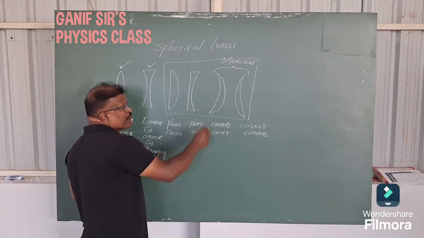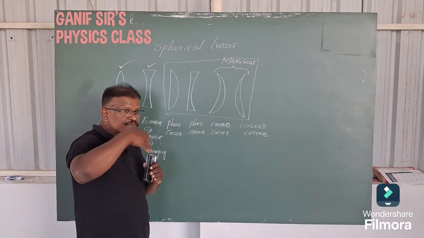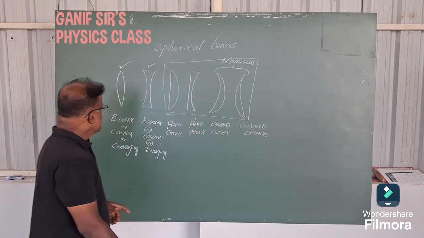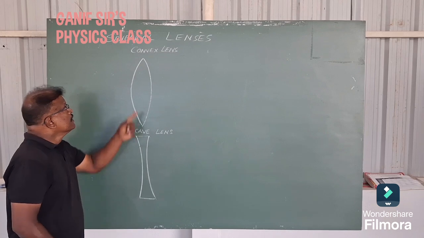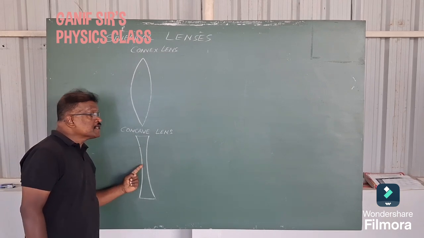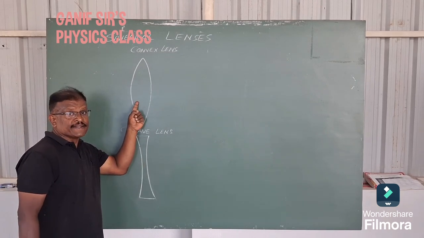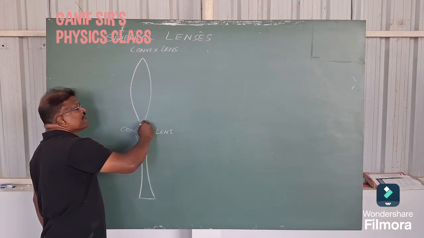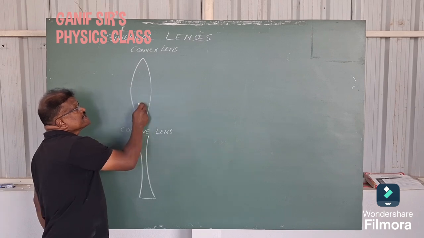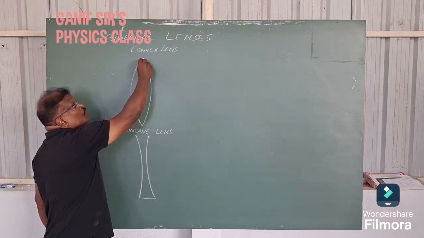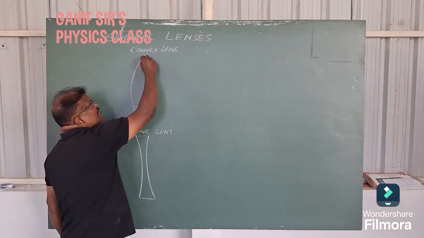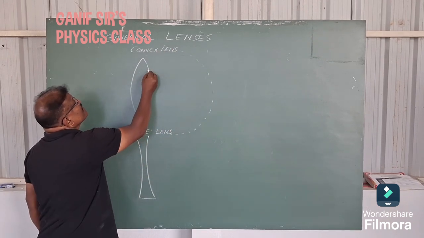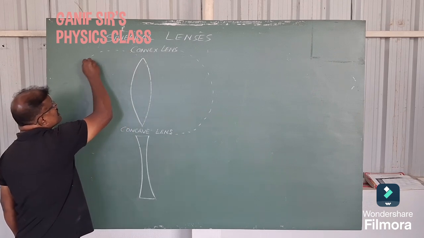Now we discuss only these two lenses in our present discussion. We are not bothered about these other lenses, and you will come to know about them in your higher classes. Now here, the convex lens as well as the concave lens are both spherical lenses, meaning they are bounded by spherical surfaces. Since this convex lens is bounded by two spherical surfaces, one surface becomes a part of a sphere. The other surface also becomes a part of a sphere.